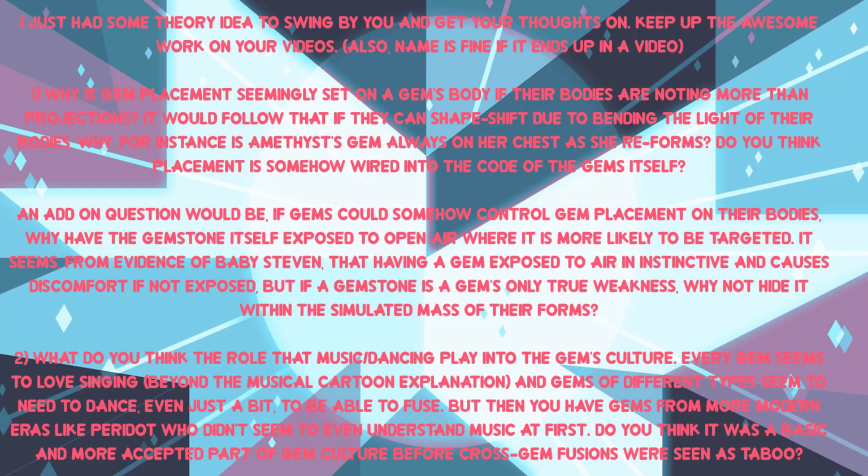That sounds horrifying. And to wrap it up, we have 2 questions in one. Why is gem placement seemingly set on a gem's body if their bodies are nothing more than projections? It would follow that if they can shapeshift due to bending the light of their bodies, why, for instance, is Amethyst's gem always on her chest when she reforms? Do you think that placement is somehow wired into the code of their gems itself? Yeah, and that's been confirmed by the crew.